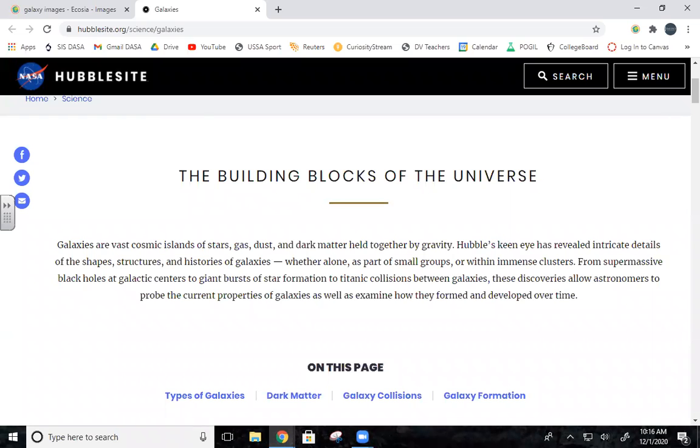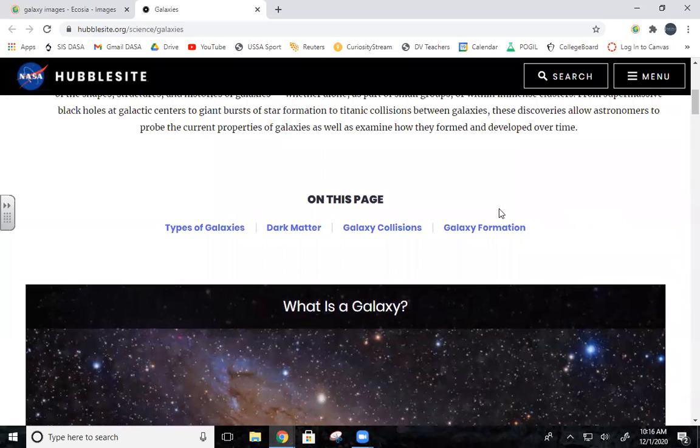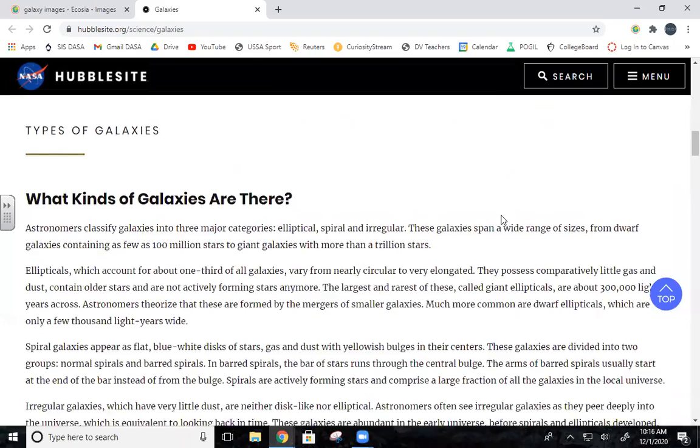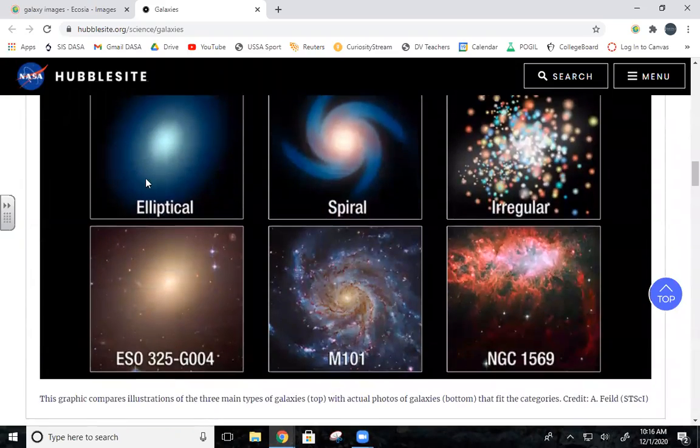So galaxies obviously are collections of stars, right? Big collections of stars, and they have multiple types, right? So elliptical, spiral, and irregular are the three major types of galaxy, but that's not the only types.